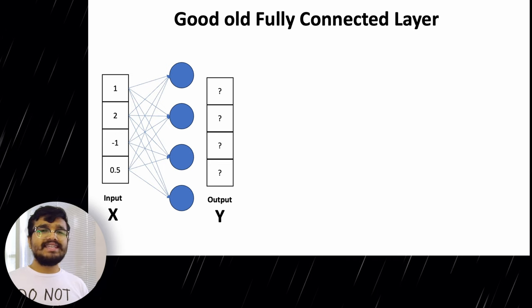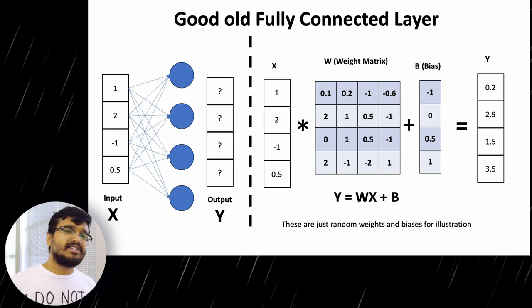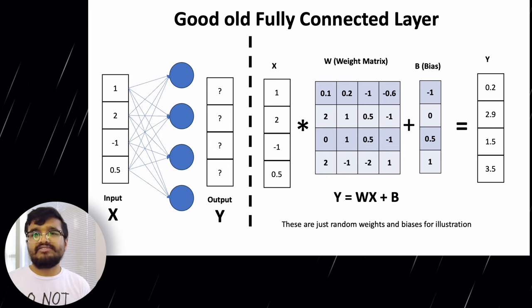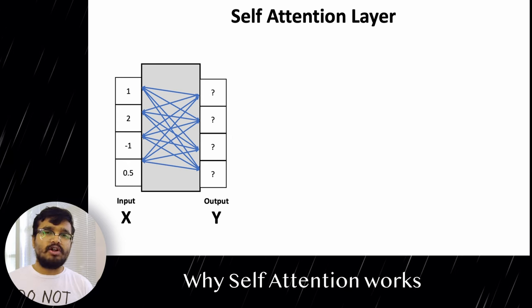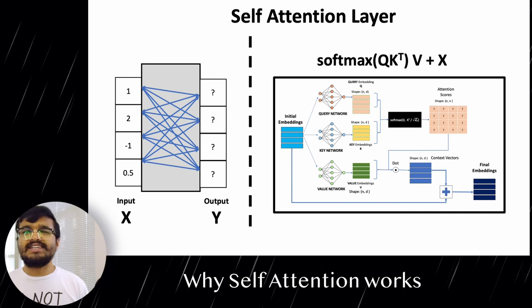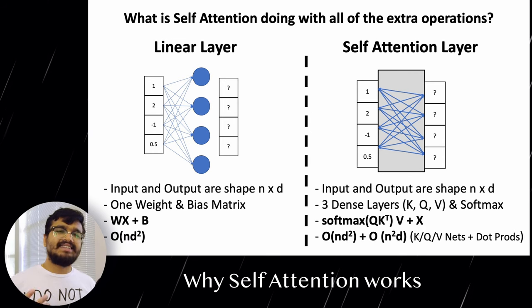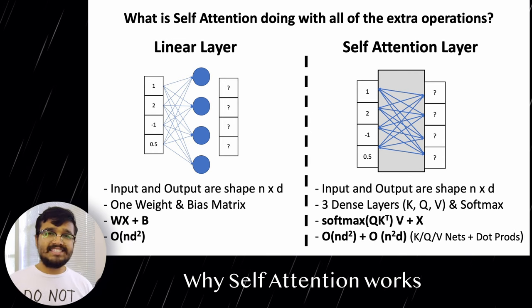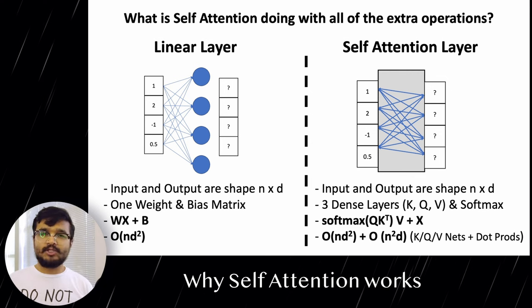If you zoom in and look at a linear layer, it is simply a multiply add operation. You multiply the input tensor with a weight matrix and then add it with a bias vector. If we did self-attention on an input where the embedding dimension was 1, much like the linear layers, we also get another embedding of dimension 1. But self-attention uses 3 neural networks instead of 1 neural network, and also does all of the softmax and weighted mean stuff. And if you do a complexity analysis, the linear layer takes O(n d^2), whereas self-attention with all of the query value embedding and all of that takes O(n d^2) plus O(n^2 d).